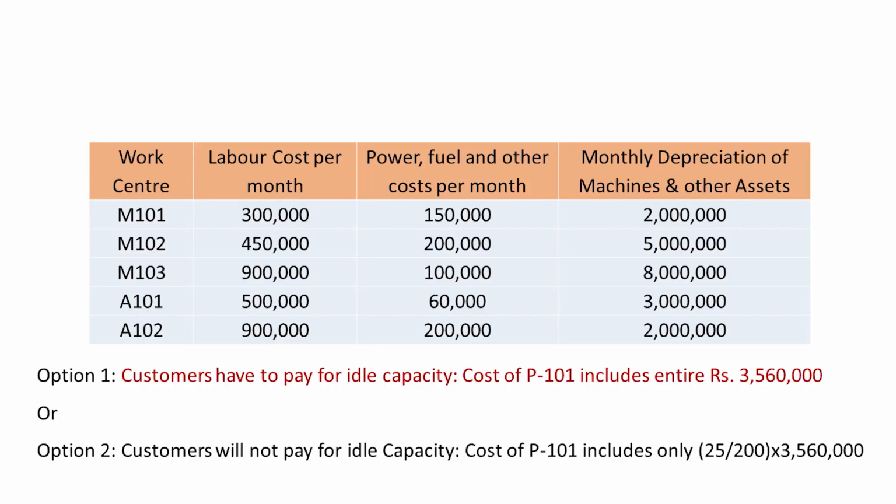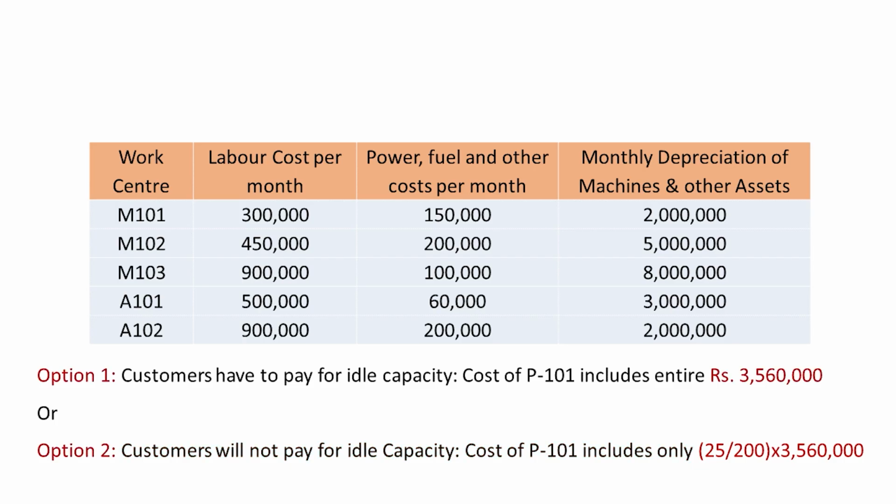We need to understand the consequence of charging the cost under 2 methods. If we charge the entire amount, you are working on the assumption that the customer has to pay for all the costs incurred. This includes our idle time. If we charge only 1/8 on the other hand, you are working on the philosophy that we should not ask our customers to pay for our idle capacity or our inefficiency.